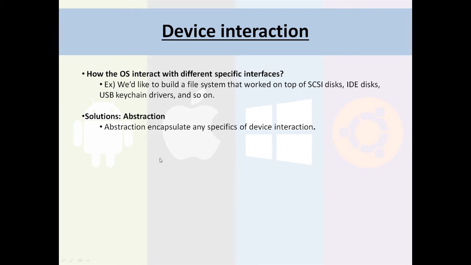Abstraction encapsulates any specifics of a device's interaction and wraps it in, for lack of a better word, a wrapper. It becomes a separate layer. Instead of interacting with the specific device, we interact with this abstracted layer, and then from the layer it gets translated to whatever the specific device needs.